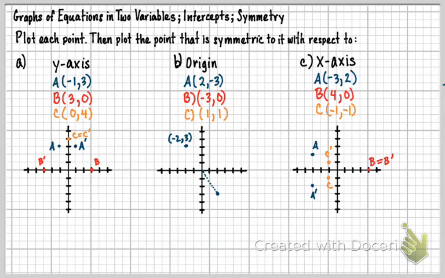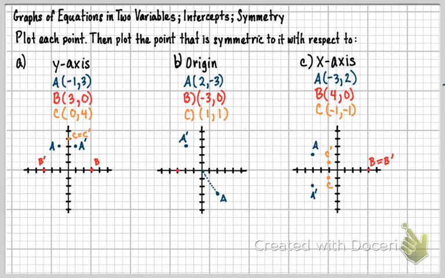Okay, so that's the first one. So I should just put my A there. I'll just do that, my A prime. And down here I'll put my A. Okay, so that's the idea of how these work. So let's try B now. So B is going to be at -3, 0. So that's going to be here.